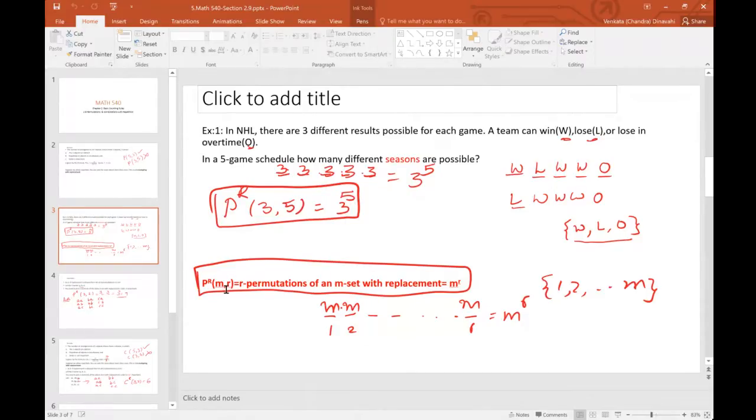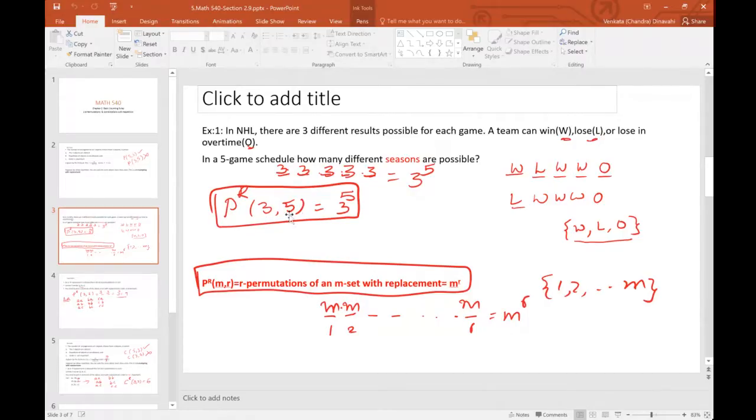P power r of m comma r means you have a set consisting of m elements, 1 2 up to m, and I'm selecting r things out of these m, but I can select the same thing over and over again. That means repetition is allowed. That means there are r spots I need to fill. For each spot there are m choices. To fill the first spot there are m choices. Since repetition is allowed, there are m choices to fill the second spot. So I'm multiplying m r times, so this is m power r. So a permutation with repetition is simply a product rule.